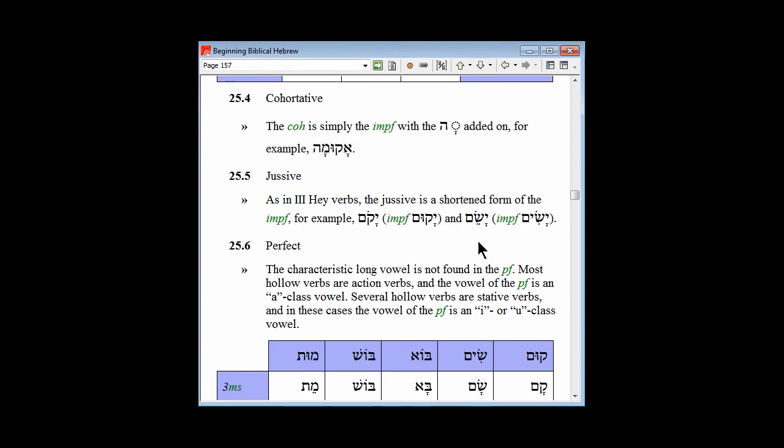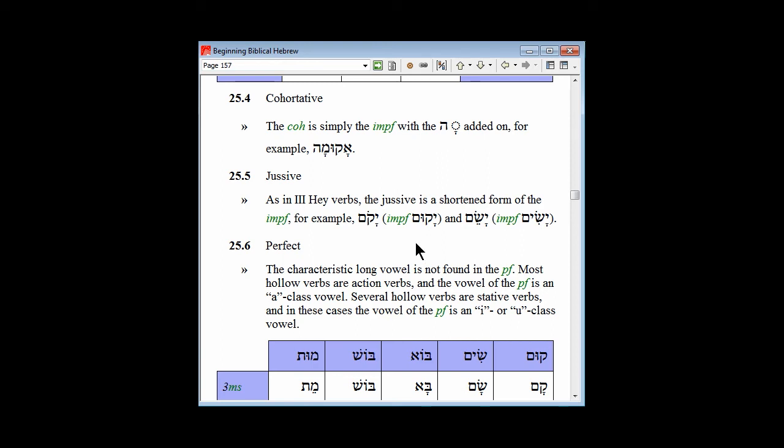Jussives, just like in third he, the jussive is a shortened form. So we might have normally the imperfect yaqum. If you see something like this, yaqom, the holem dot is actually a shorter vowel than the shureq. Now, I haven't been having you do anything with vowels, and you don't have to memorize these forms. You just have to retain this piece of information.